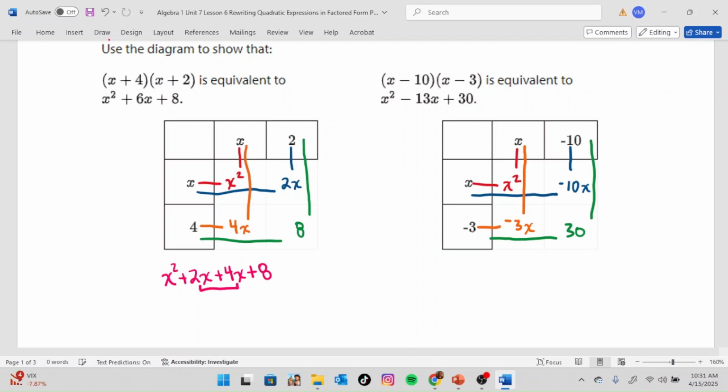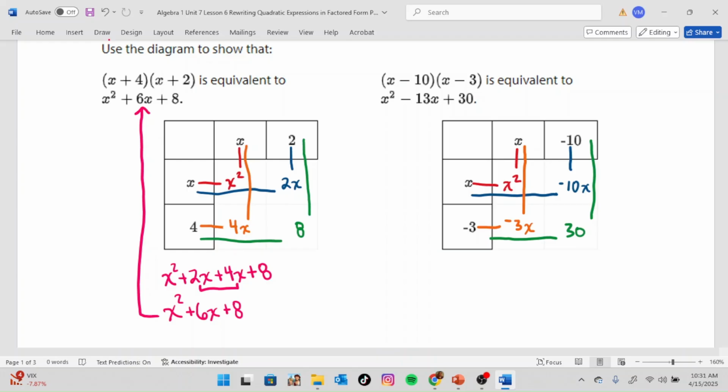We can combine the x terms, and if we do that, we bring down the x squared. 2x plus 4x becomes 6x, and then we bring down the 8, and we see that the answer we get is exactly the same as the standard form that they wanted us to prove it equaled. So this shows the factored form and the standard form are equivalent.